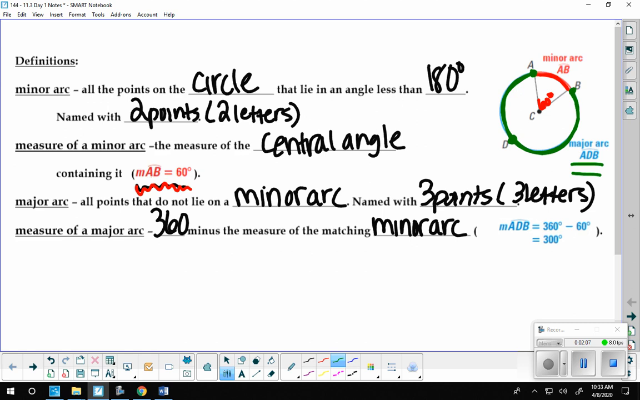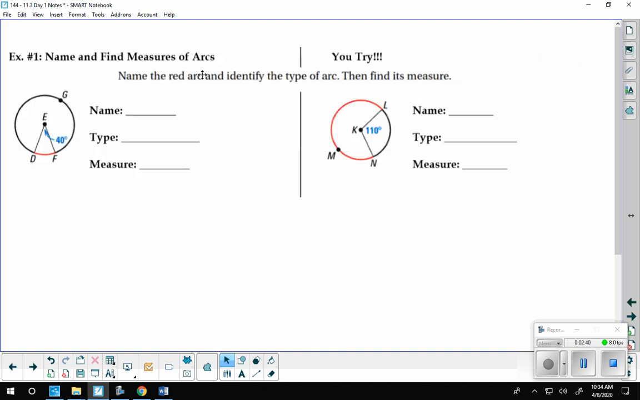So if we take 360 degrees and subtract out the red 60 degrees from the minor arc here, then that equals 300 degrees. So the measure of this major arc is 300 degrees. You can see if you add up the 300 plus the 60, that totals 360 degrees, and there are 360 degrees in a circle. There are more blanks here, but we're gonna come back to that later in the notes. So don't worry about those blanks for now in your notes.